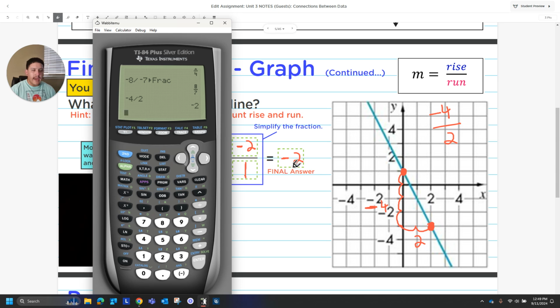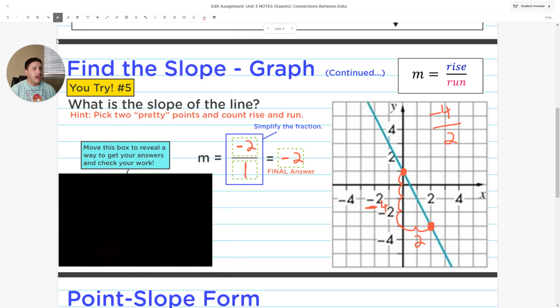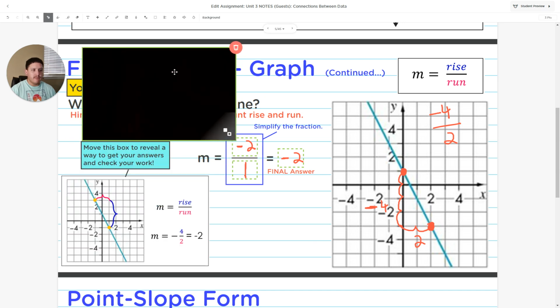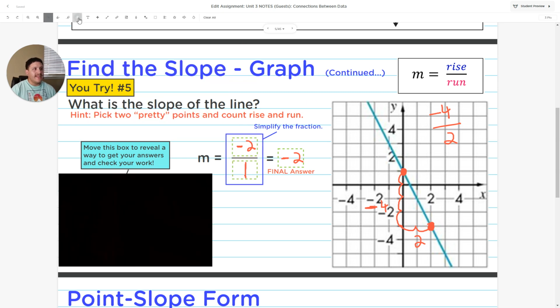So the answer is the exact same, no matter what 2 points you decide to pick. And then just to show you what's behind the box, there it is. Okay, and that's it for you try number 5.